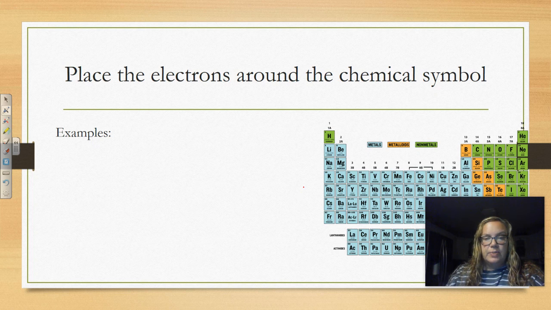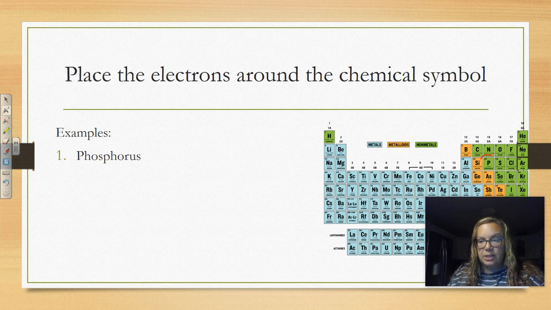So what I'd like for you to do is place the electrons around the chemical symbol, and I did put a little periodic table in here, but I would advise you guys to have your periodic tables out and handy. First one is phosphorus. So if I go look at the periodic table, I find phosphorus, and phosphorus is 1, 2, 3, 4, 5. It's in the 5th group here, showing it has 5 valence electrons. So I literally write the letter P or the symbol, and I add 1, 2, 3, 4, and now I can pair up as 5.